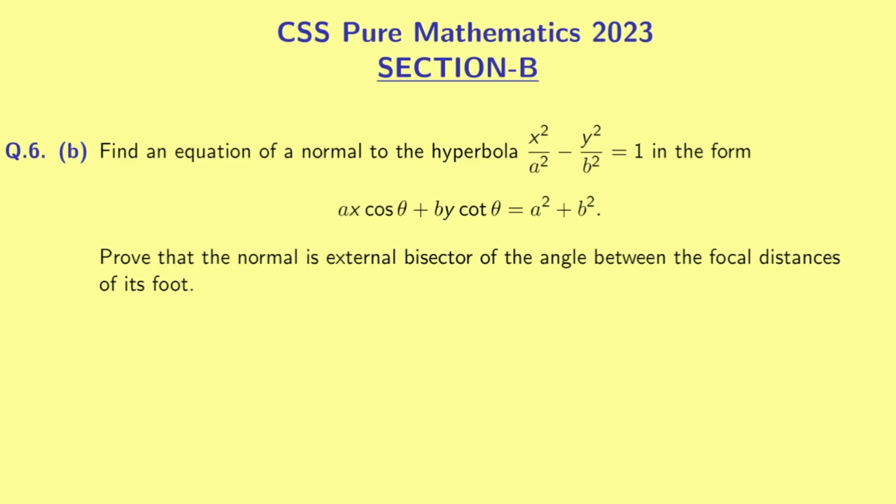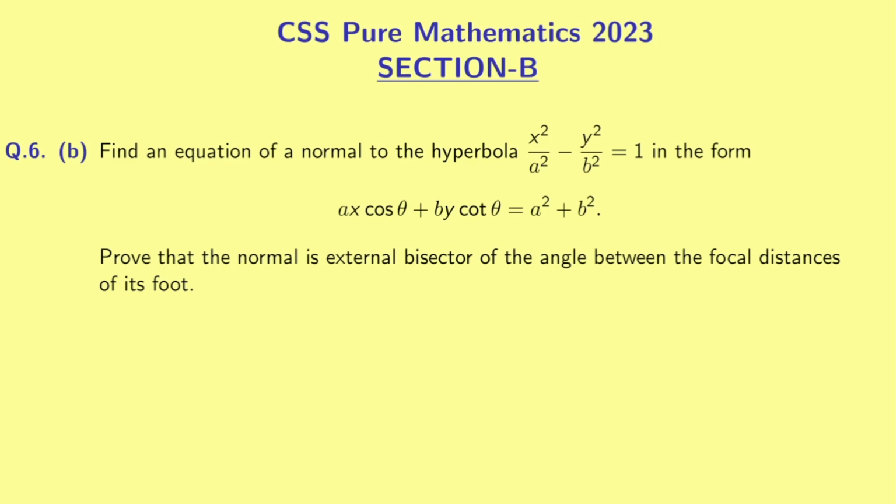This question has two parts. For the first one, it asks us to find an equation of a normal line to the hyperbola given by this equation: x squared over a squared minus y squared over b squared equals 1, and it asks us to find the normal line in this form: a x cosine theta plus b y cotangent theta equals a squared plus b squared.